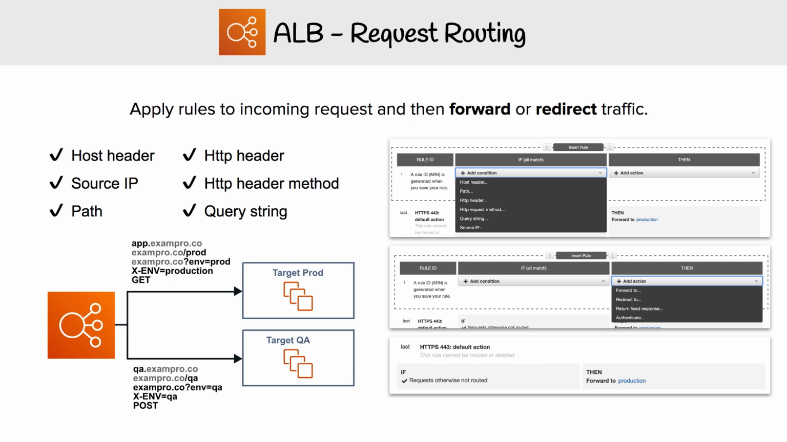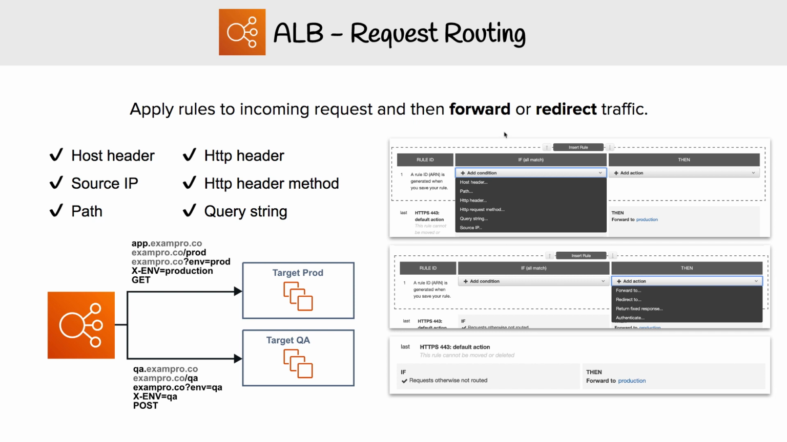So now we're looking at an application load balancer specific feature called request routing, which allows you to apply rules to incoming requests and then forward or redirect that traffic. And we can check on a few different conditions here. So we have six in total. We have the host header, source IP, path, HTTP header, HTTP header method, or query string.